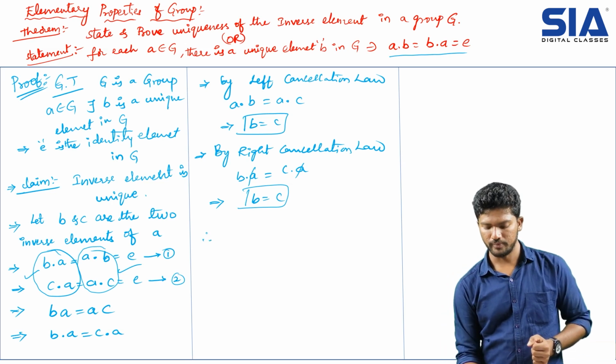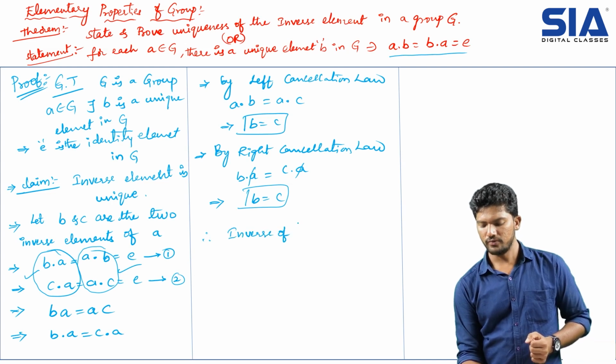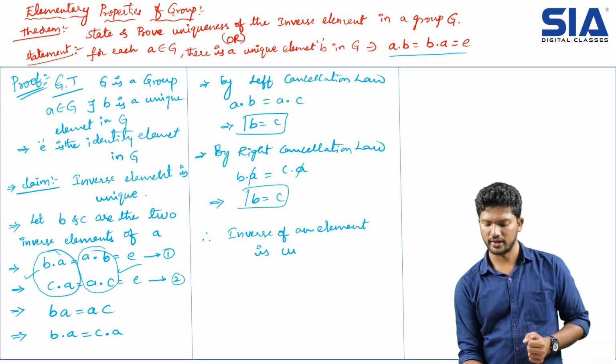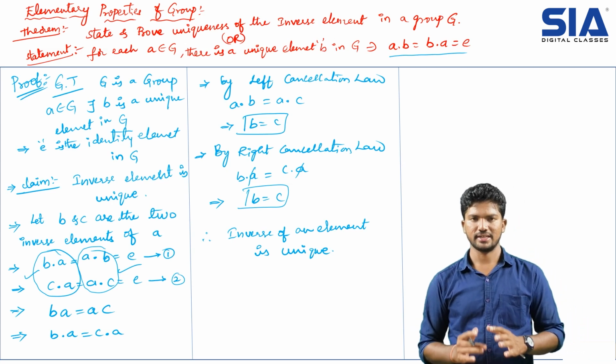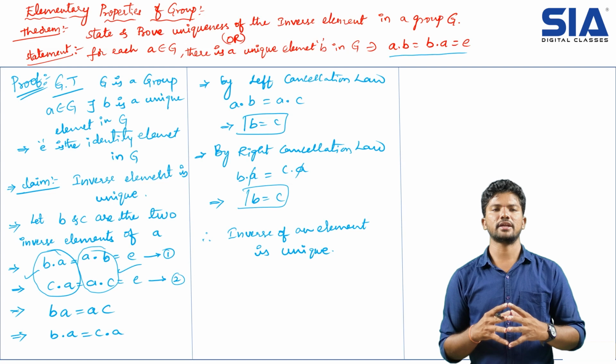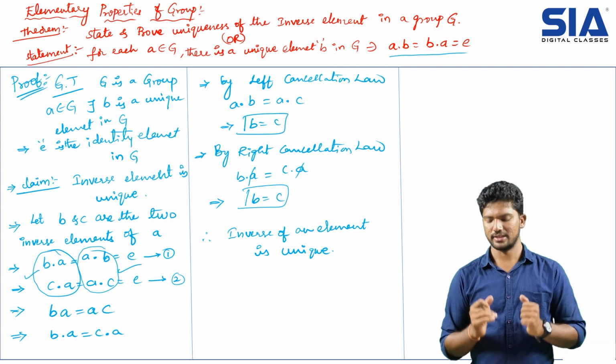So therefore the inverse of an element is unique in a group capital G. This is the third elementary property of the group capital G.